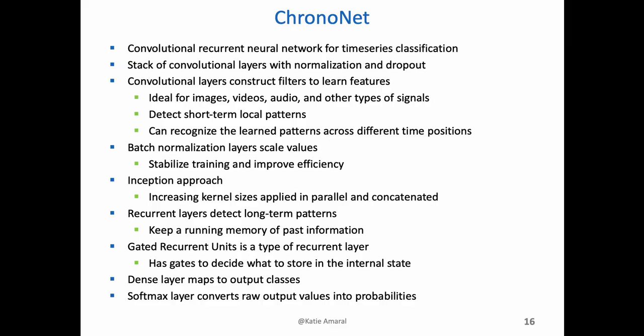Recurrent layers detect longer-term patterns in the data, keeping a running memory of past information. The gated recurrent units variant has gates to decide what to retain in the internal state. After the recurrent layers, a dense layer maps the final representation to the output class. The softmax layer then converts these values into probabilities to make sure the outputs sum up to 1, representing the confidence for the predicted classes.